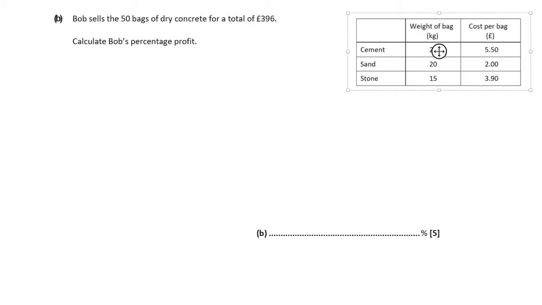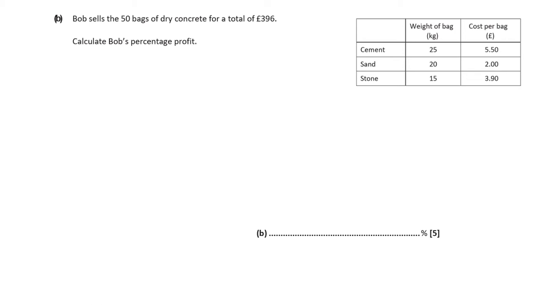Part B says Bob sells the 50 bags of dry concrete for a total of £396. Calculate Bob's percentage profit. Well, his profit is going to be his income, which is the £396, minus his expenditure, how much he spent on buying the stuff to start with. So we know his income already, it's 396, but we don't know the outgoings yet because we haven't calculated it. So that's the first job we need to do.